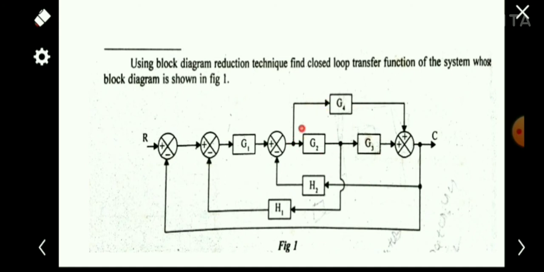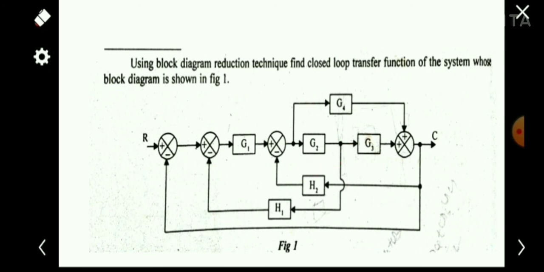Okay, for solving this block, we have to observe the block thoroughly. Here we are having a loop, but there is a branch point here. If we can move this branch point over here, we can simply solve this block. So we have to do some transformations. The first step is, we are going to move this branch point before this block G2.